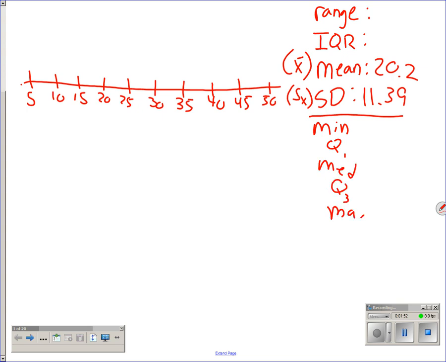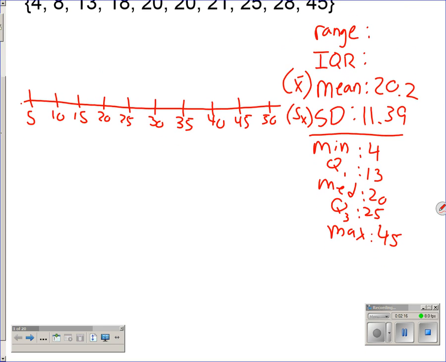What was the min? Or what was the max? It was 45, right? Yeah. What was Q1? 13. What was the median? And was it 25 here? Yeah. Cool. So again, if you scroll down on one variable stats, you'll find those five numbers. And we can use those five numbers to find our range and our IQR.